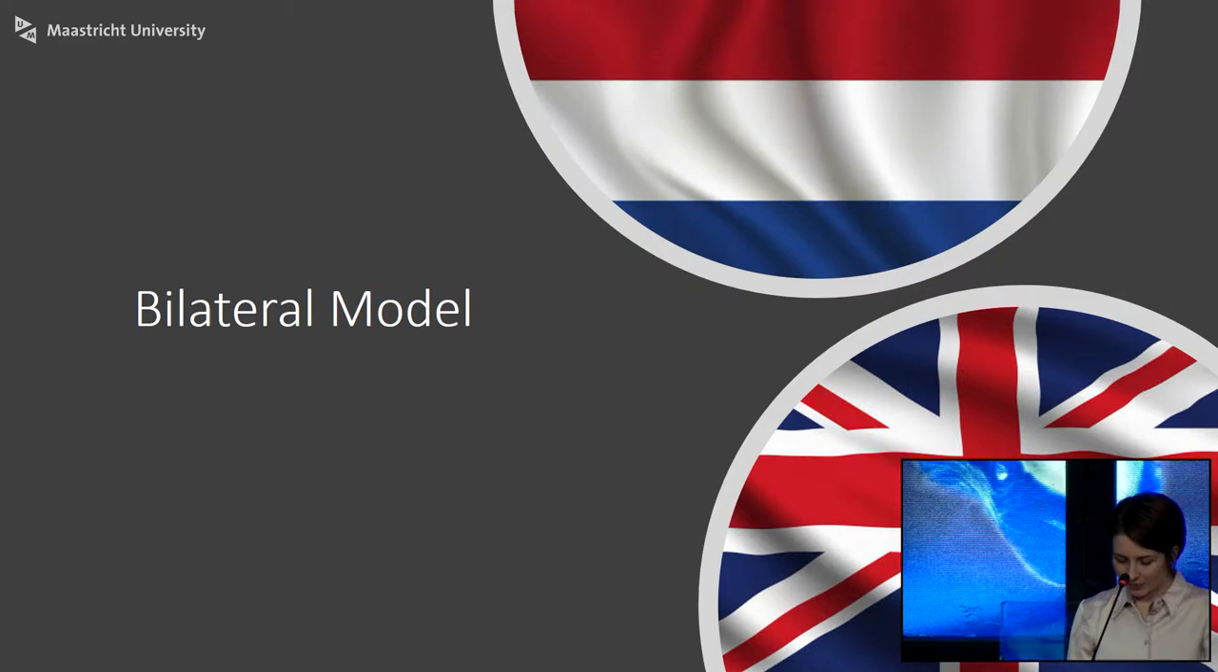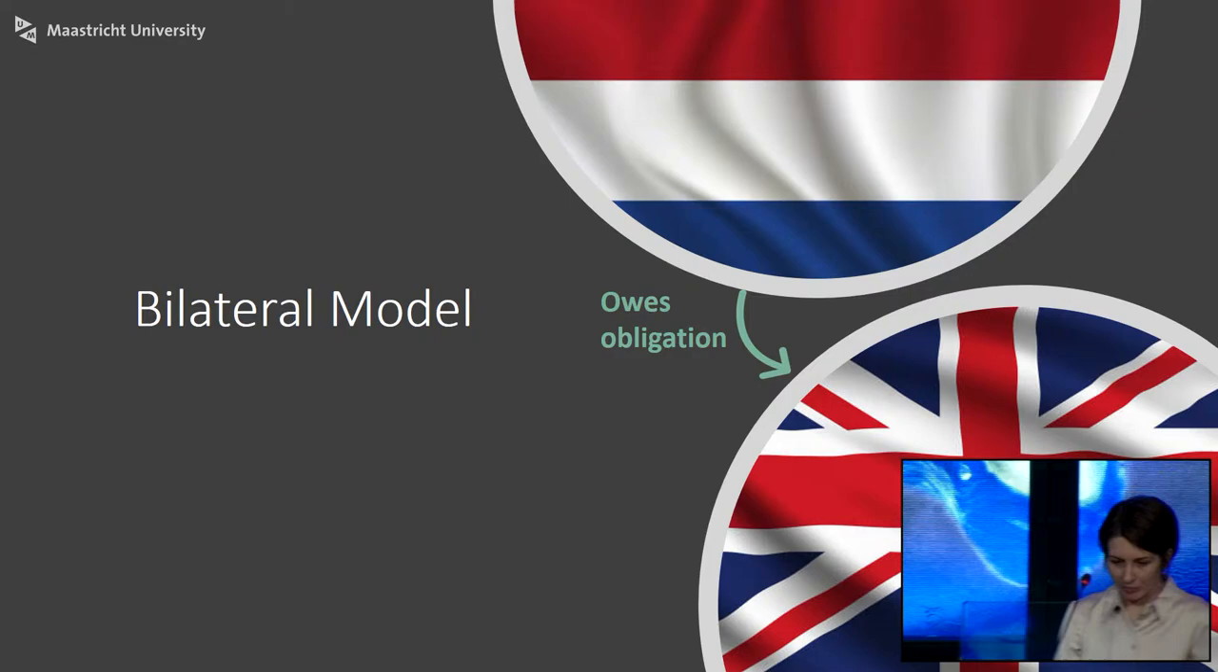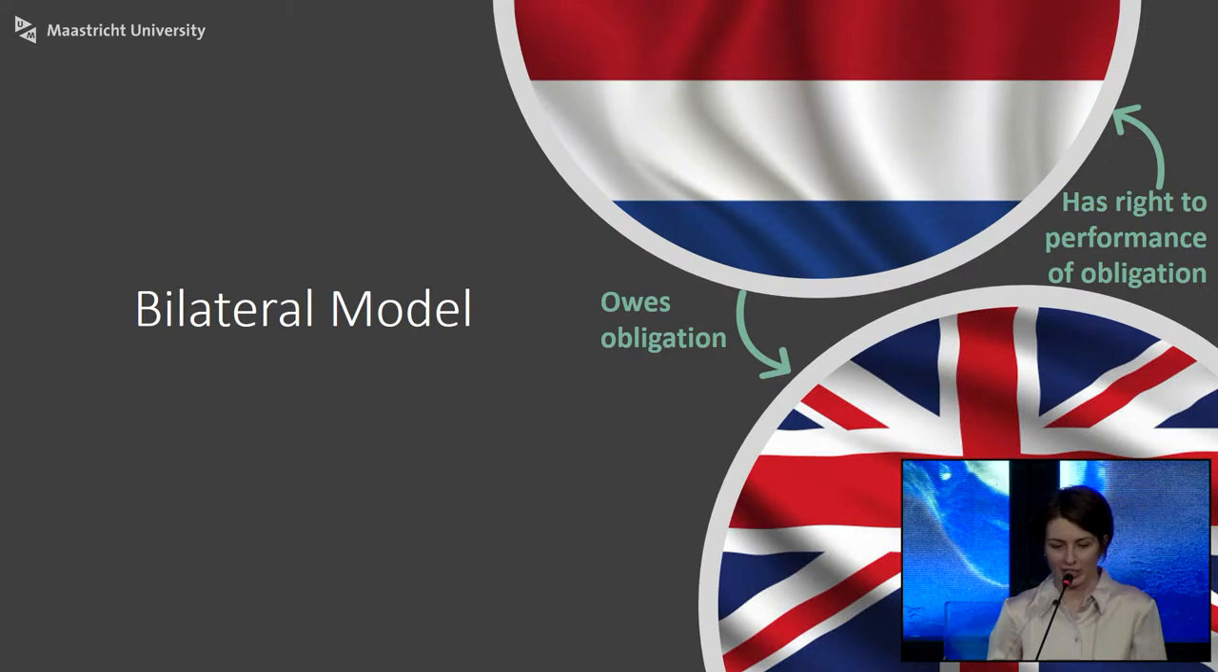Under the bilateral model, one state owes the other state an obligation. Now, this could be any number of obligations. It could be trade-related, it could be diplomatic immunity, it could be an obligation to allow the UK certain fishing rights within Dutch waters. There are many possible examples. The UK then holds a corresponding right to performance of that obligation. Now, this is the bilateral model of obligation.